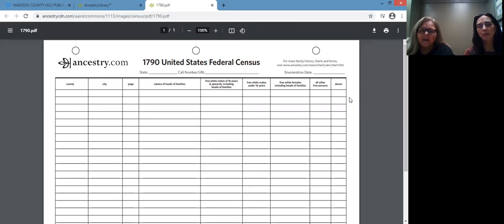Slaves. There you go. Remember that usually the head of the household was the only name that they gave. The children, the wife, the slaves, none of them had names. They only listed by their age. That's what the other people were listed by. So keep that in mind for the 1790 census and some of the other ones also, especially going into the 1800s, like 1880 especially. But you can get some information from these as well.